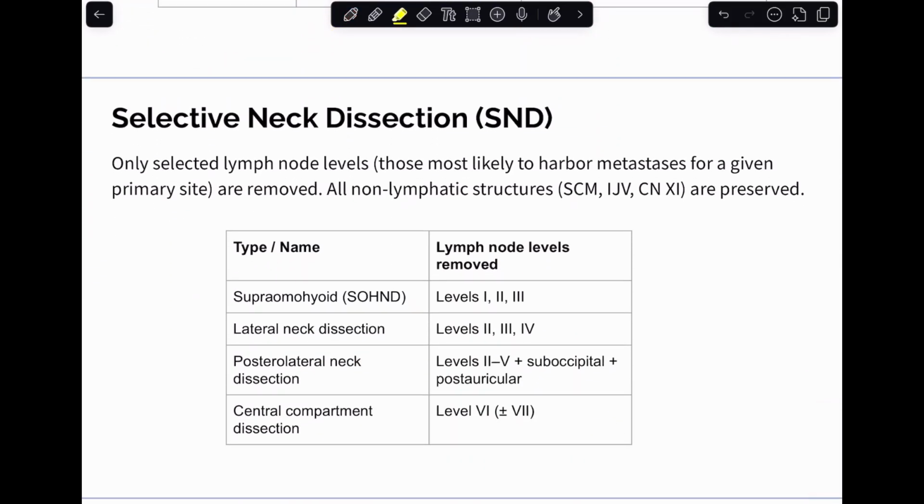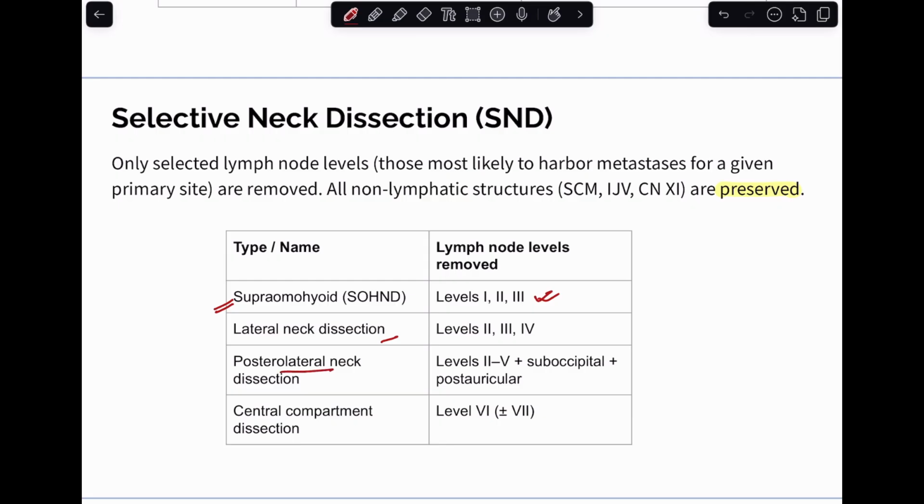Here, only the selected lymph node levels that are most likely to harbor the metastasis for a given primary site are removed, and none of the non-lymphatic structures are touched. They are all preserved. Selective neck dissection also has different types based on the lymph node levels being removed. We have the supraomohyoid neck dissection, which we are doing in our case, where we remove only level 1 to 3. Lateral neck dissection is when we remove level 2, 3, 4.